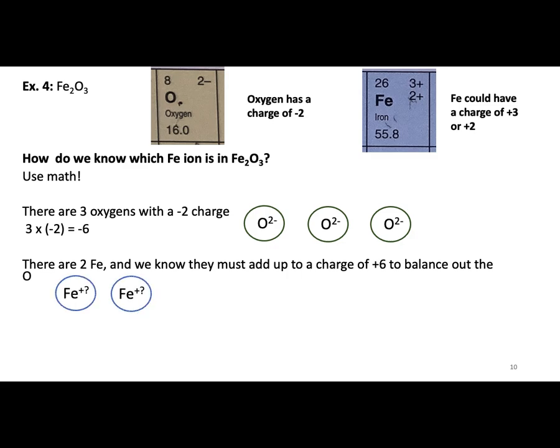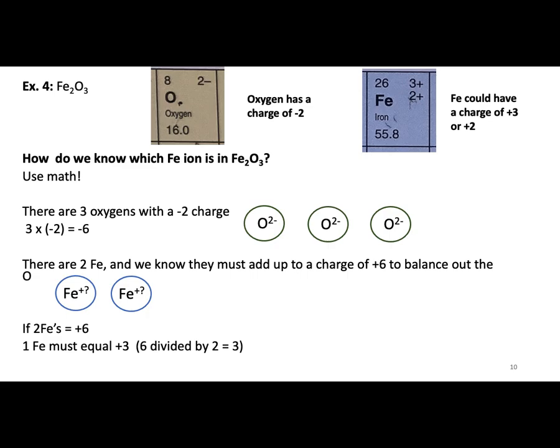Okay, so we know we have to have +6. What's +6 divided by 2 irons? It must equal +3, right? 6 divided by 2 is 3. So we used the iron 3 ion here. So that would be written as iron brackets III oxide.